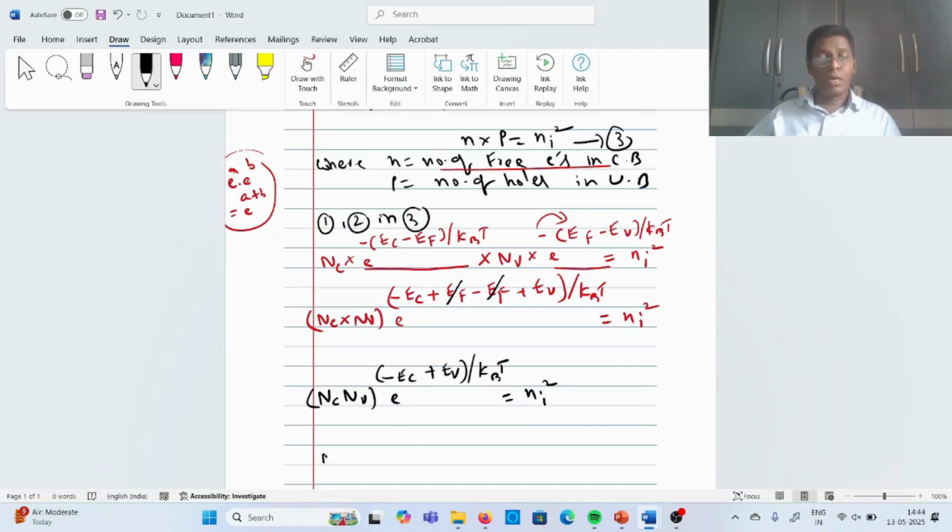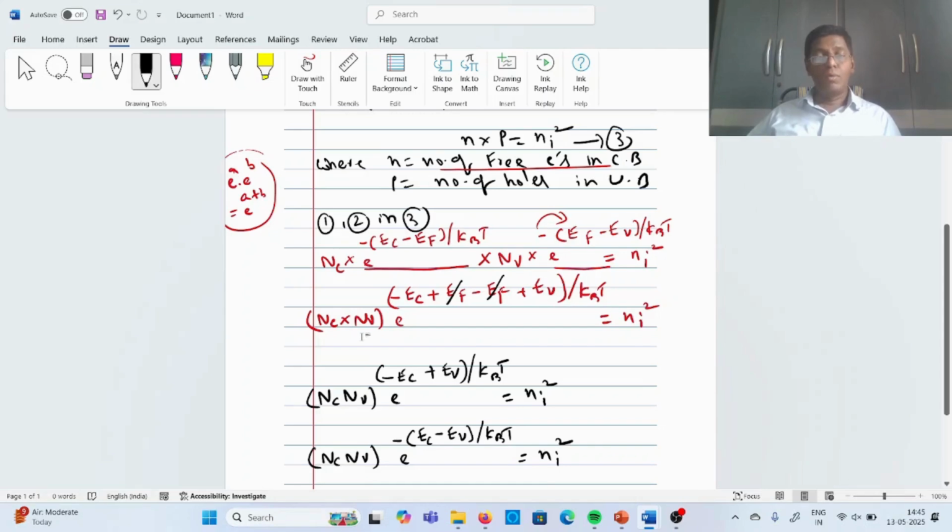So what I can write in this equation: Nc into Nv as it is, then e power, I am bringing minus outside. So what it will become? Minus Ec, so minus going outside, it will become minus Ev divided by kBT. This is equal to Ni square.